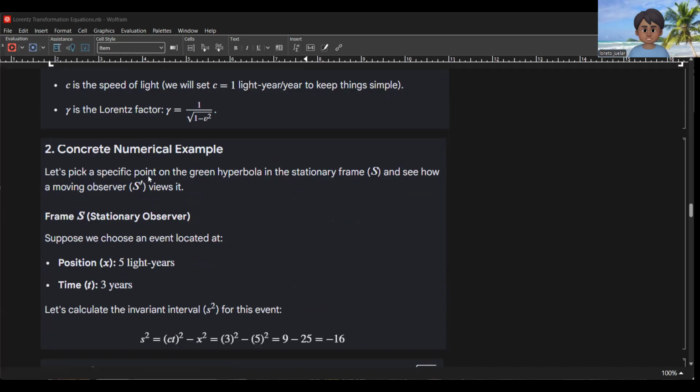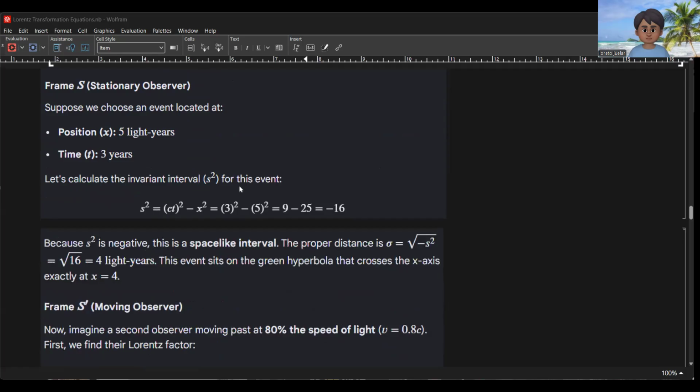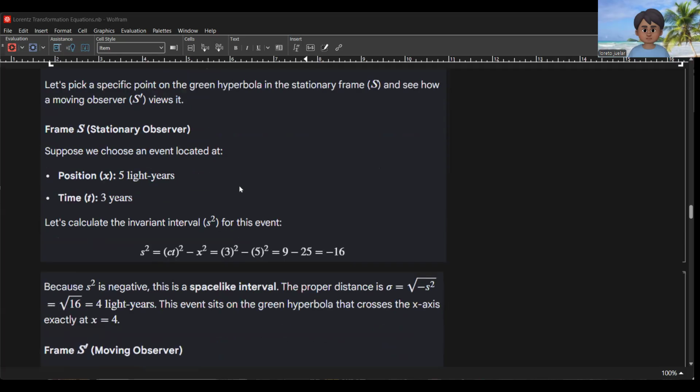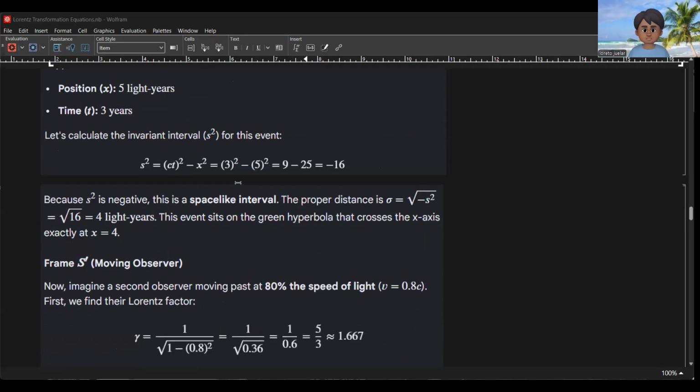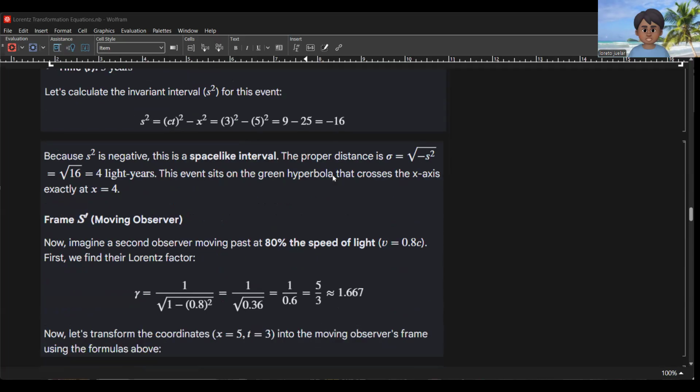So let's pick a specific point on the green hyperbola in the stationary frame S and see how a moving observer S prime views it. From frame S, the stationary observer, suppose we choose an event located at position x equals 5 light years and time equal to 3 years. So let's calculate the invariant interval squared for this event. So s squared here is equal to negative 16.